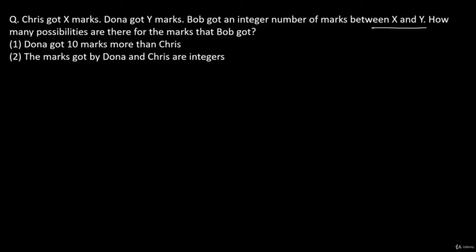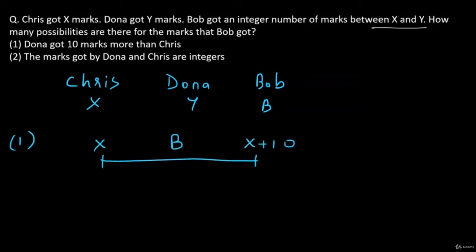Alright. I hope you have given it a try. Let's do it together. Now, Chris got X marks and Donna got Y marks. Let's say that Bob got B marks. Now, statement 1 says that Donna got 10 marks more than Chris. So, if Chris got X marks, Bob got somewhere between X and X plus 10 because Donna got X plus 10. Now, is this sufficient to find out all the possibilities for the marks obtained by Bob?